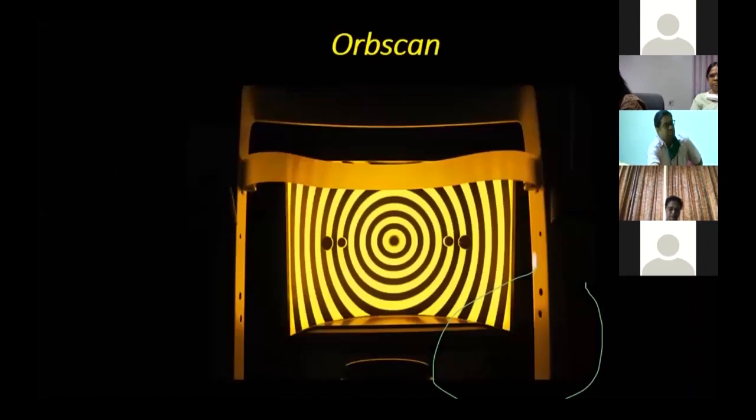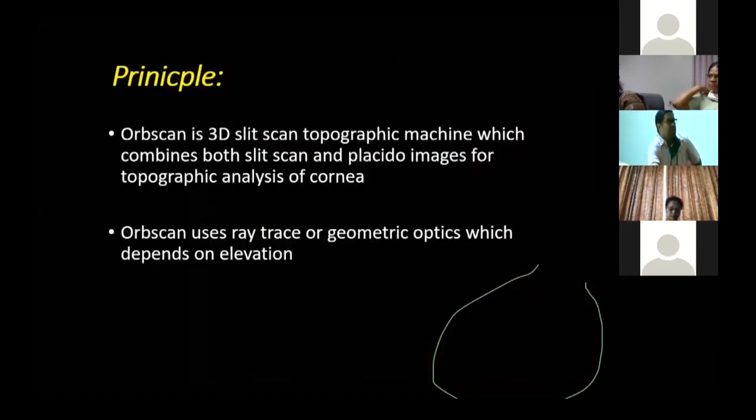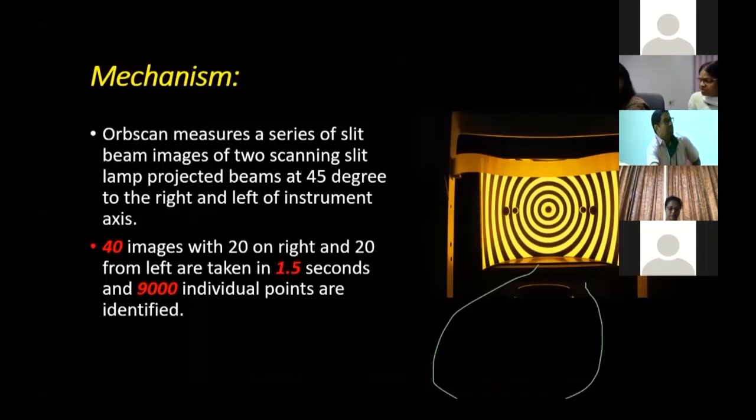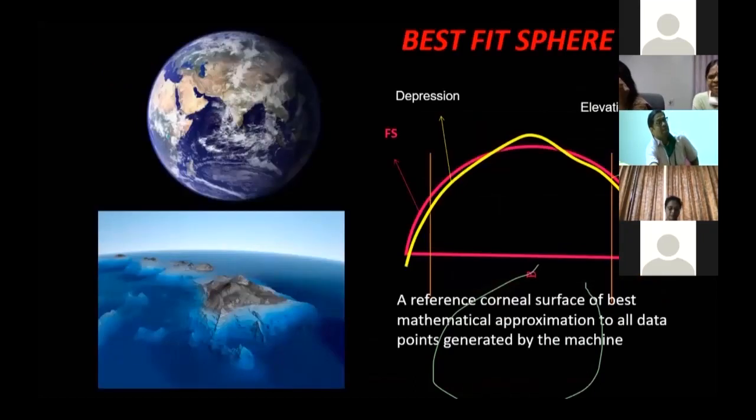So next, coming to the Orbscan, to tide over these limitations of the placido disc system. The Orbscan system has come, which integrates the slit scan system along with the placido disc. So here you get a 3D slit scan topography machine where both parameters are included, and now you get some 40 images taken from left to right and right to left in 1.5 seconds, and it can be correlated with the best fitting sphere.